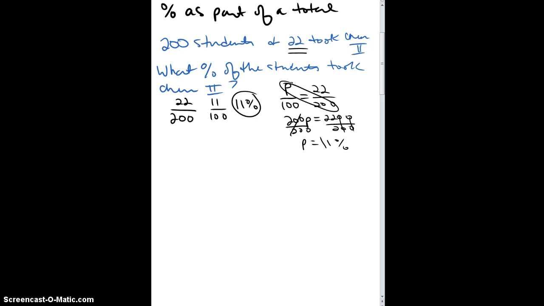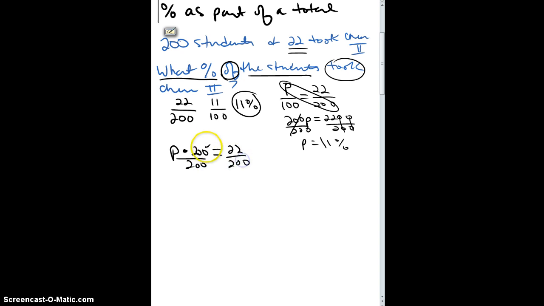Another way to do this is to write it as an algebra equation. So what percent P of the students, well, what are the students? Those are your 200. Took is like is or was or were, it's your verb. Took Chem 2, well, that would be 22 of them. And then again, the algebra kind of tells you what to do, kind of like using units to figure out what to do. Right, and again, this is 11 out of 100. If you get it as a decimal, your calculator is going to give you 0.11. You need to make sure you change that to a percent.